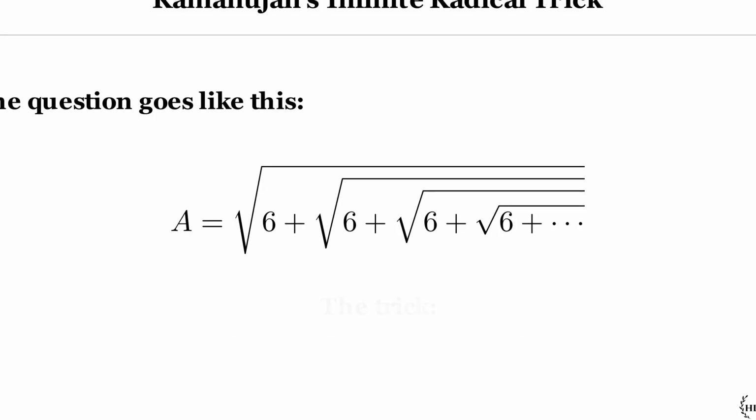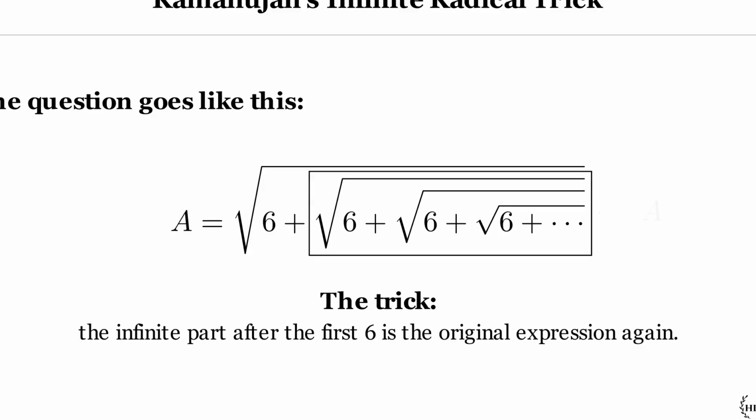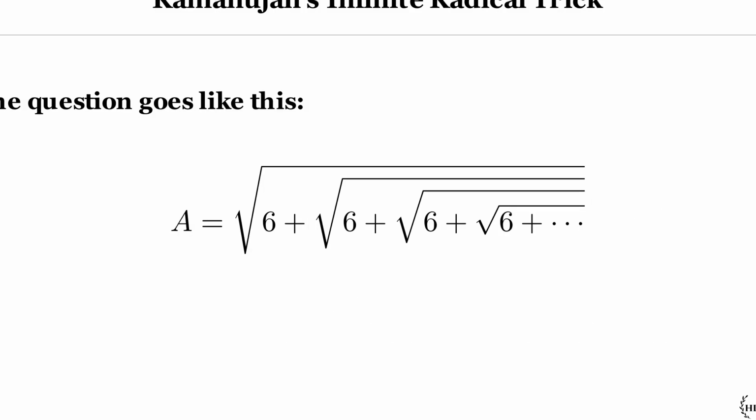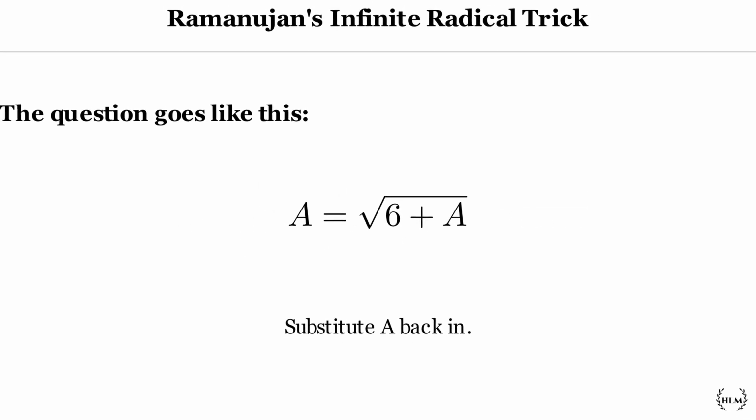But then if you look closely at the question, and this is the trick, the ingenious trick, this part after the root 6, this part that goes on forever is actually the original question itself, a. Because it goes on forever, what would be the difference between root 6 plus root 6 plus root 6 and root 6 plus root 6 plus root 6? There is no difference. So because the original question is equal to a, you can sub that back in. So then you get root 6 plus a is equal to root 6 plus a.